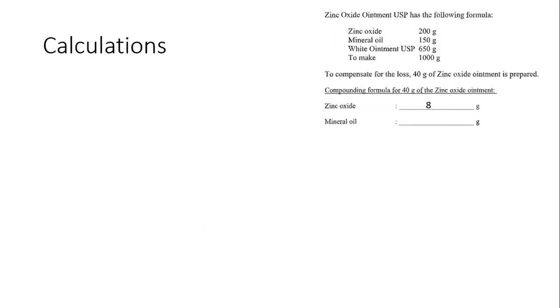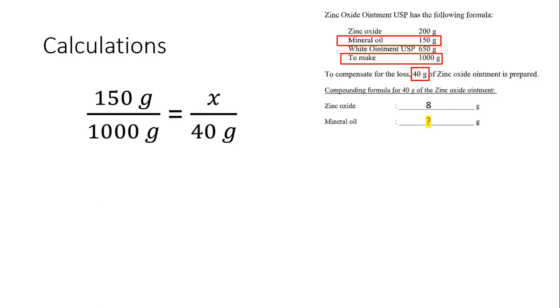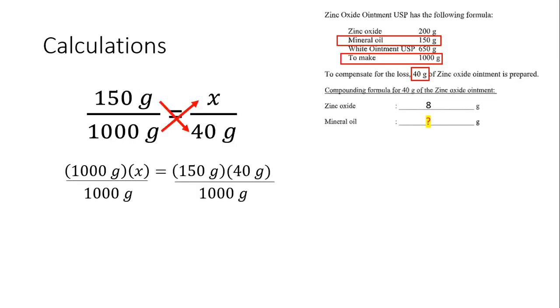Next, we will be solving for mineral oil. Our formula calls for 150 grams of mineral oil for a total of 1,000 grams. However, we'll be solving for how much we need for our desired total of 40 grams. We can once again do this by setting up simple proportions to solve and cross multiply, get our equation. Again, divide by 1,000 on both sides so we can isolate x, cancel out our units, and we get x, which we have here equal to 6 grams of mineral oil needed for our prescription compounding.